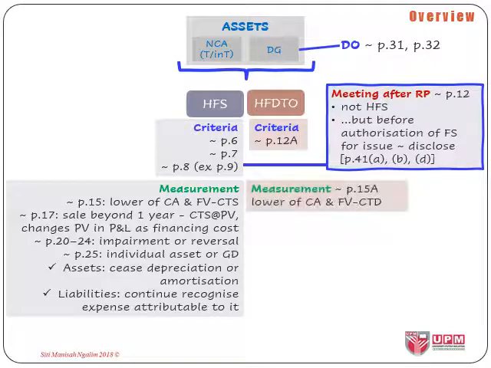As for assets held for distribution to owner, we measure them per paragraph 15A, that is, measured at the lower of carrying amount and fair value minus cost to distribute. So the difference between HFS and HFDTO is just the cost to sell and cost to distribute.